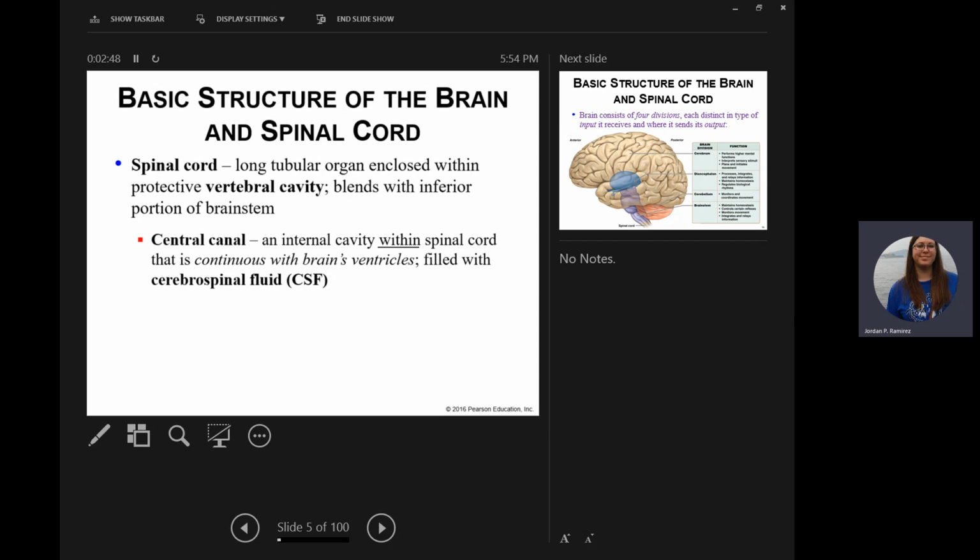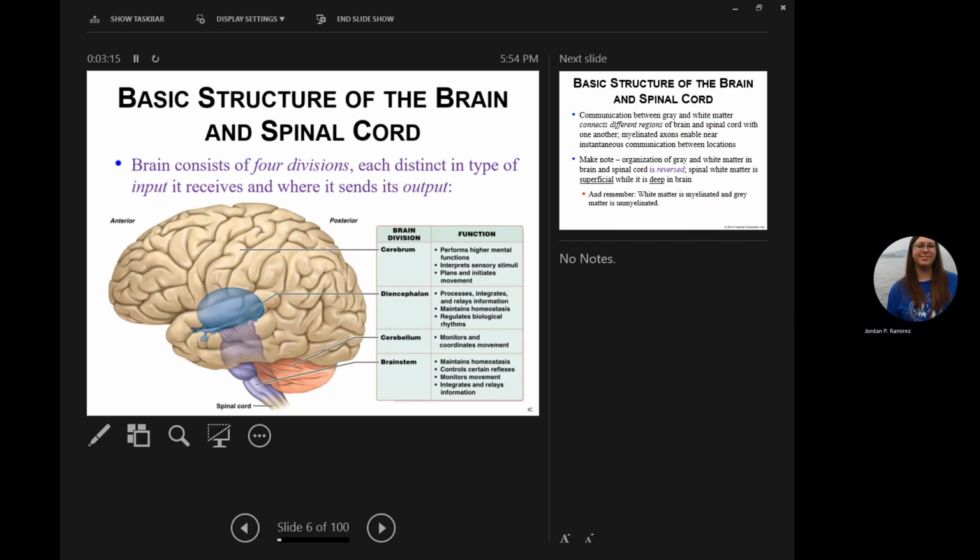All right, so the spinal cord, again, two components here, brain and spinal cord. The spinal cord is a long tubular organ which is enclosed within a protective vertebral cavity. It blends with the inferior portion of the brainstem, something you probably know already, the medulla oblongata. The central canal is an internal cavity within the spinal cord that is continuous with the brain's ventricles. This is also filled with that same cerebrospinal fluid. Again, we'll talk about that in just a little bit.